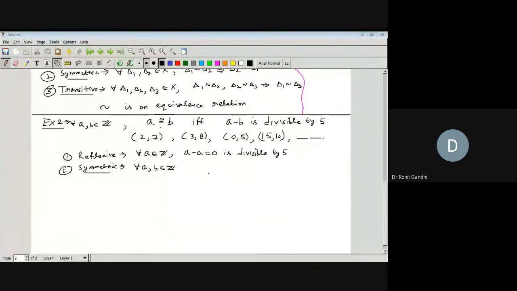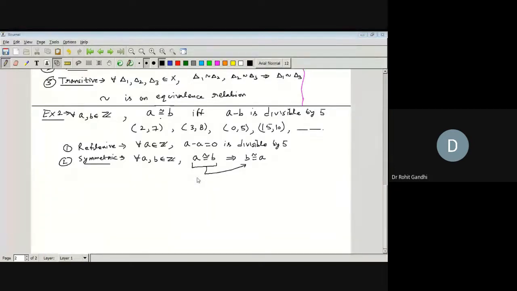What is symmetric property? That for every A, B belongs to Z, if A is related with B, then what do we have to prove? B is related with A. This is what we have to prove. That means we have to start from here and we have to go here. So how would we prove this?